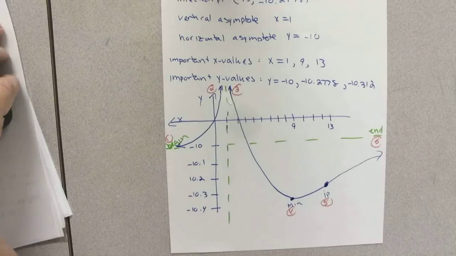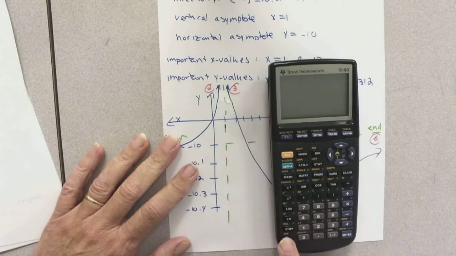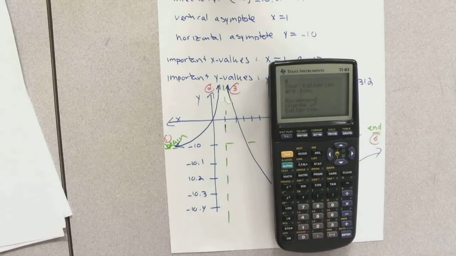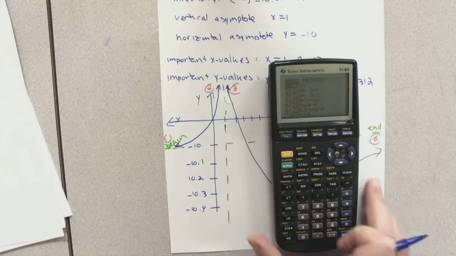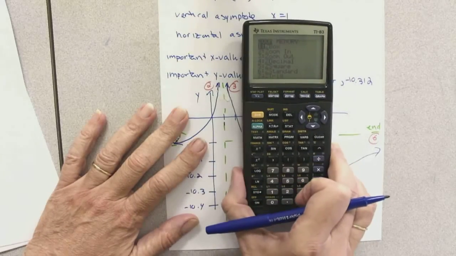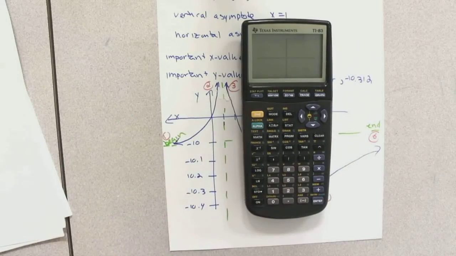But we can and will check this on our calculator. Again, it tells me to get new batteries. So I've already put it in the calculator. If I just hit that standard window, which we already know is not a particularly good window here, I can at least check part of it.